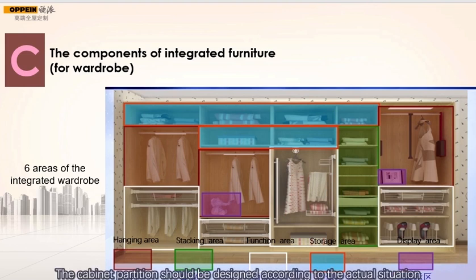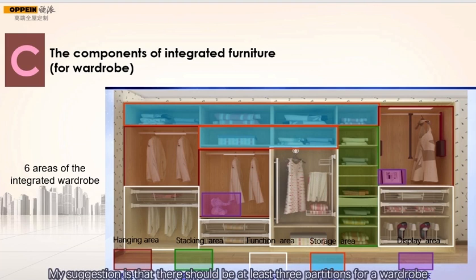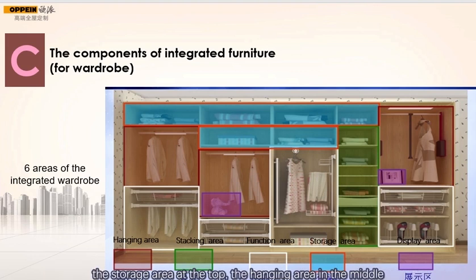The cabinet partition should be designed according to the actual situation. My suggestion is that there should be at least 3 partitions for a wardrobe: the storage area at the top, the hanging area in the middle, and the stacking area at the bottom. Of course, the layout of these partitions must be designed according to the customer's living habits and the comfort of the space.